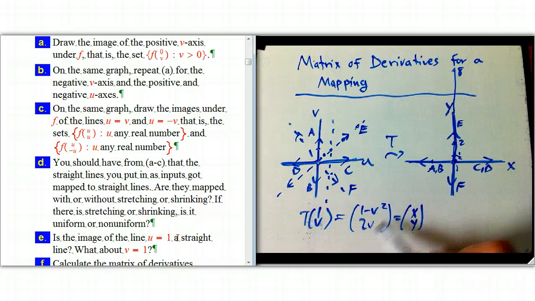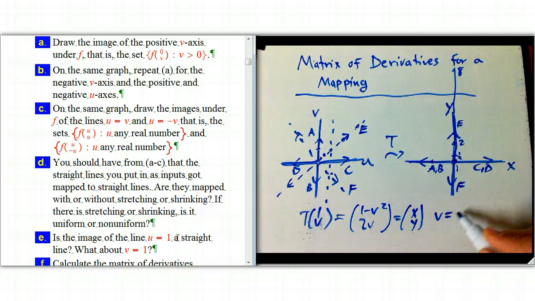Now here's where a parabola comes in, because we can notice that v is y over 2, and x is then 1 minus y over 2 quantity squared. So it's where y is anything and x is a quadratic function of y. It's got a vertex where v equals 0, you get (1, 0).